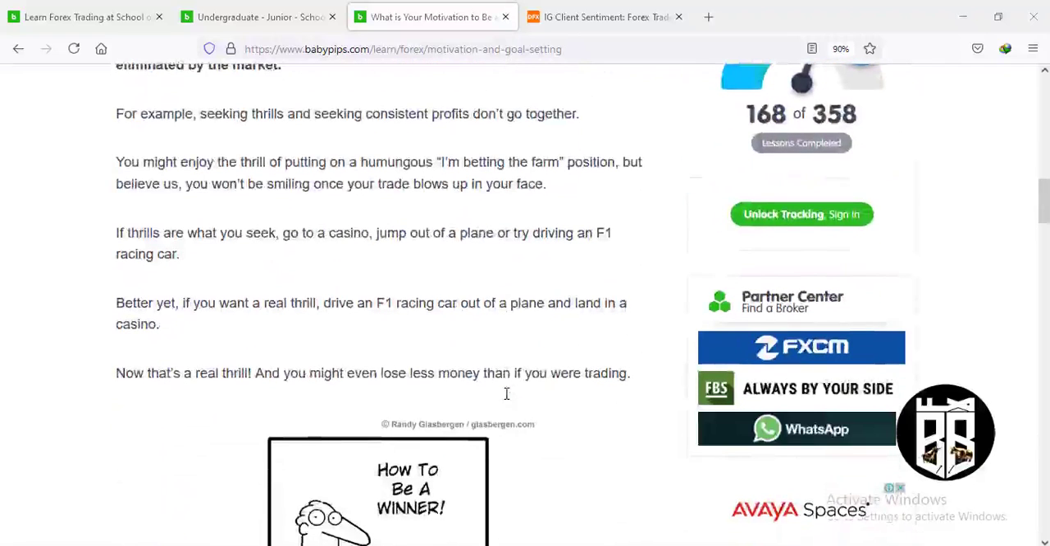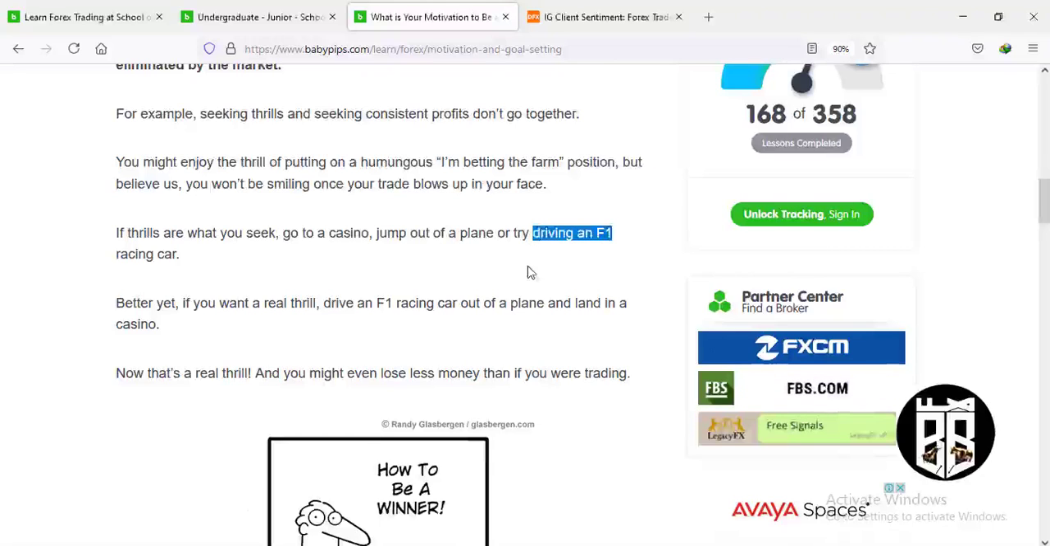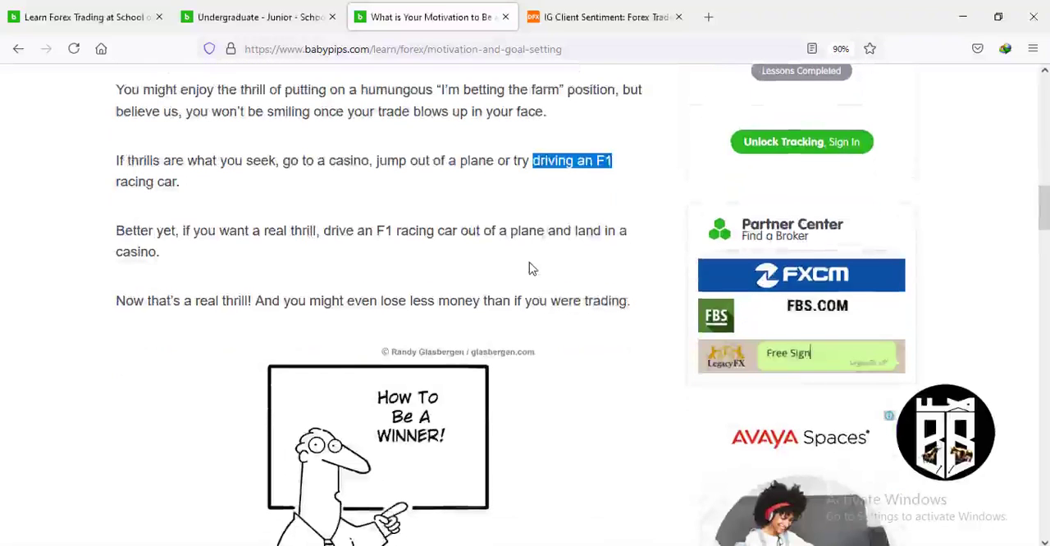buy a Lamborghini and drive it. You have fun. People will look up at you and say, wow, he's got a Lambo. Or buy a private jet. Go to a casino or drive a Formula 1 racing car. Whatever it is to make you have fun, just do it. That's where the real thrill is.